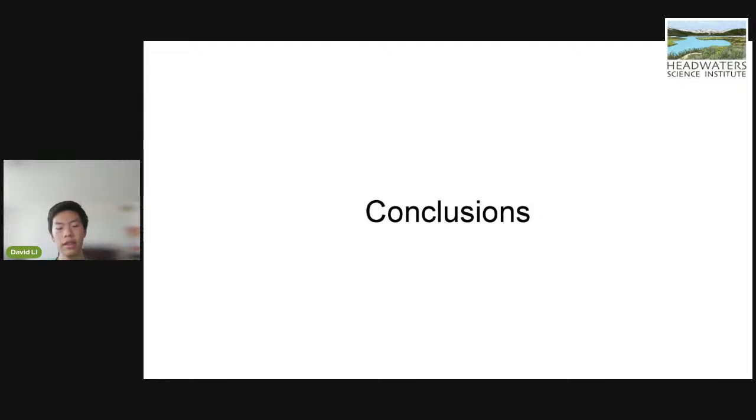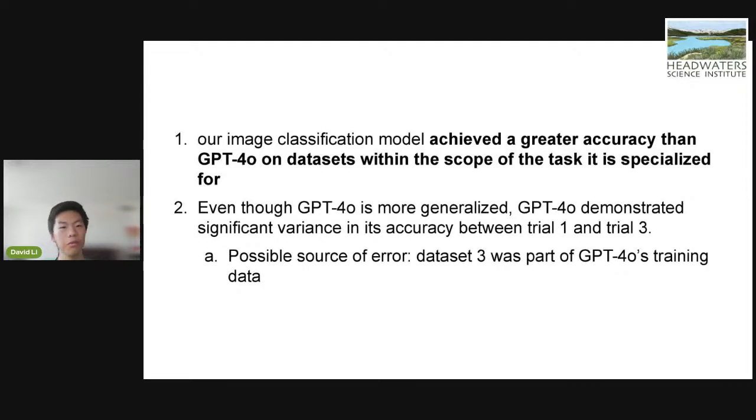What conclusions and insights can we draw from our results? Well, we found that our image classification model did achieve a greater accuracy than GPT-4o on datasets within the scope of the task it's specialized for. In fact, it achieved pretty high accuracies. I think it was 98.3%. We also found that even though GPT-4o is more generalized, it demonstrated significant variance in its accuracy between trials 1 and 3.